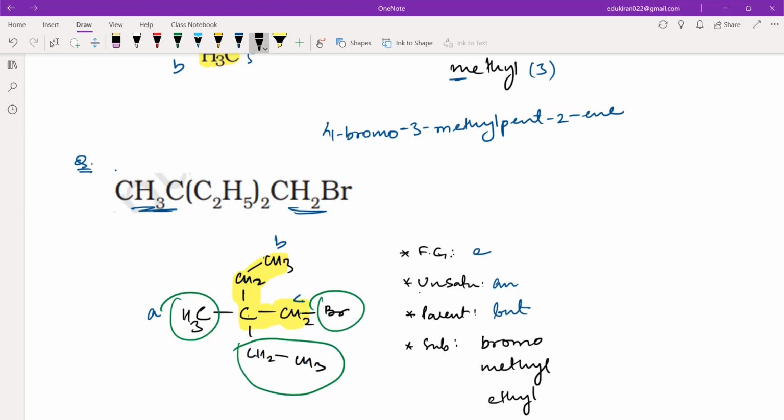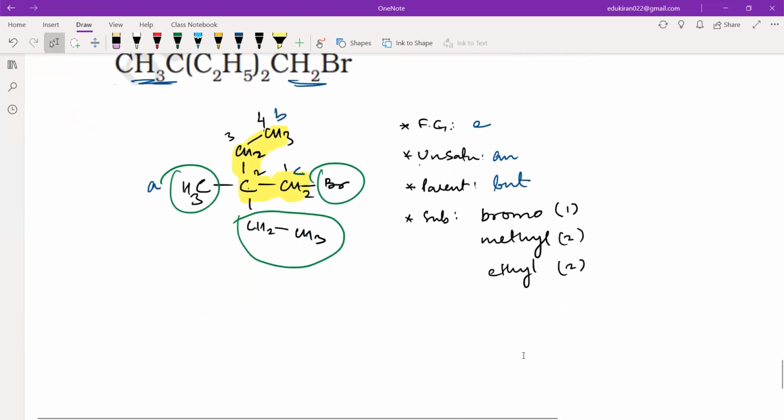Acha, where will we start numbering? B से या C से? C से, है ना? Substituent 1, 2, 3, and 4. So bromo is in the first position, methyl is in the second position, and ethyl is also in the second position. Clear है सबको? Yes or no? Yes, sir.